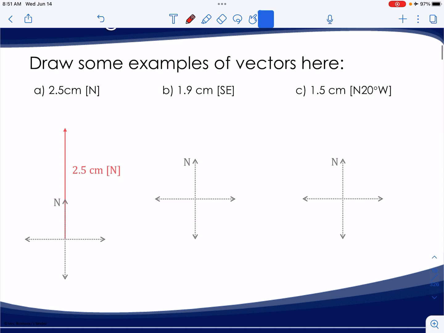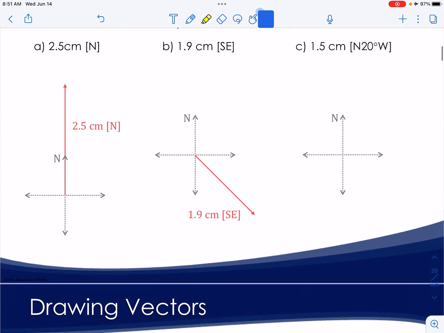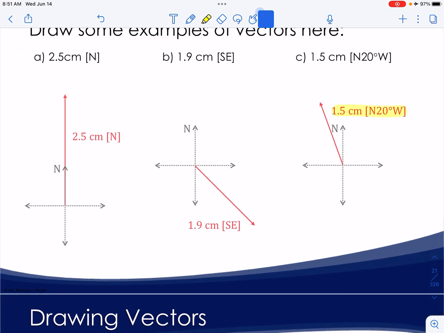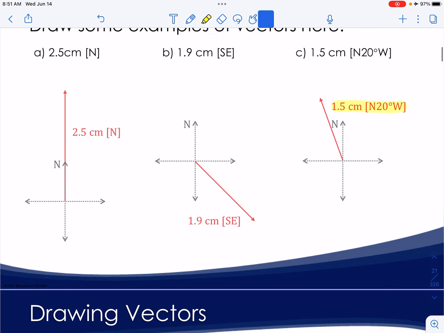All right, so these are examples with an actual ruler. Here's our 2.5 centimeters north. Here's our 1.9 centimeters southeast. And here's our 1.5 centimeters north, 20 degrees west.